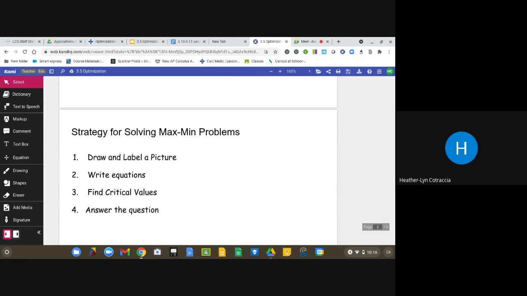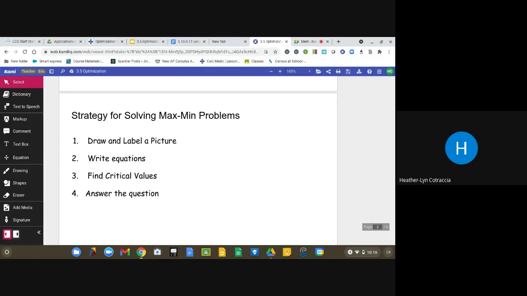And I'm just going to start by sharing with you the steps. These are going to be word problems, and we're always going to start by drawing and labeling a picture. Then we're going to write equations. Sometimes it's only one, but sometimes we're going to write two equations, and one will substitute in the other. So we need to make sure that the equation in the end that we're going to be differentiating to find the critical values is only in terms of one variable.